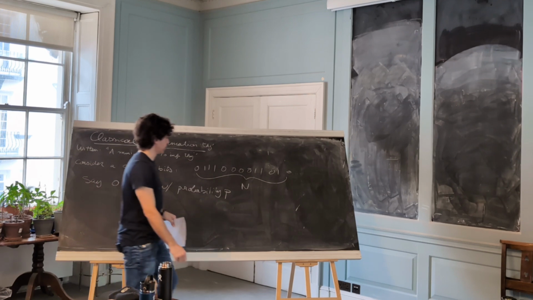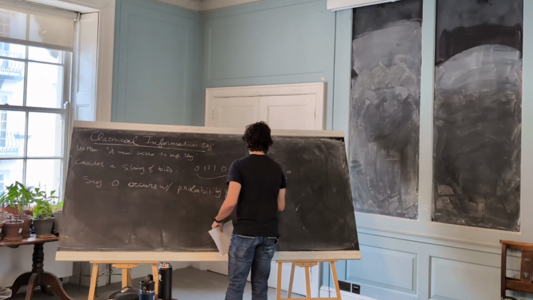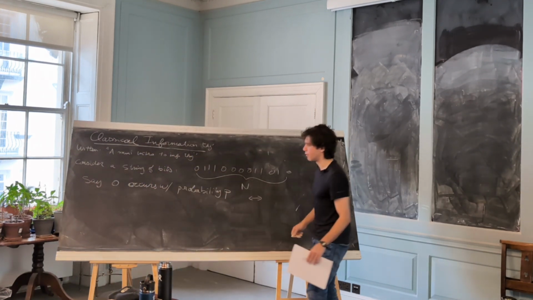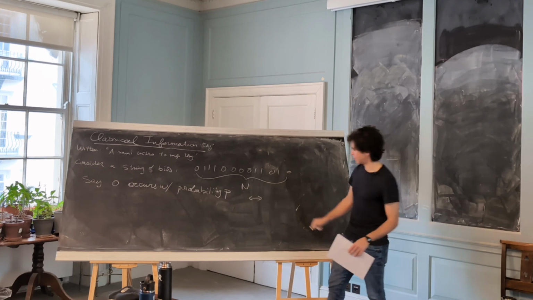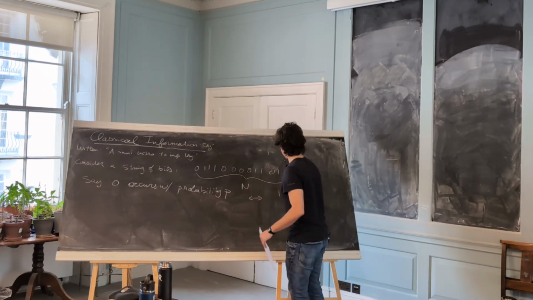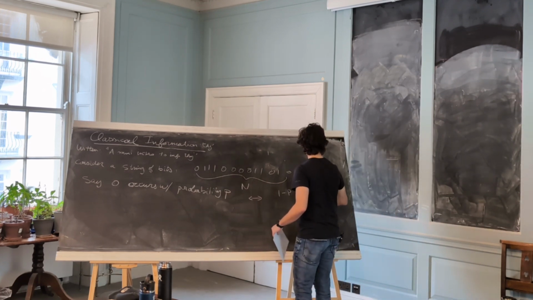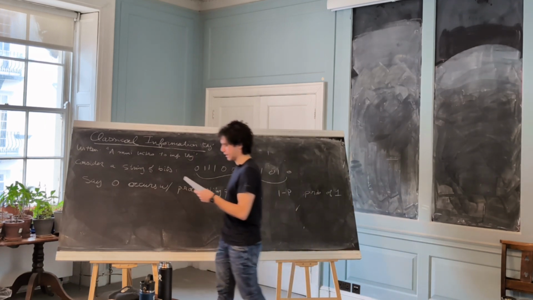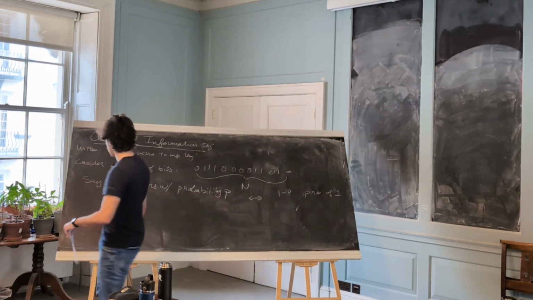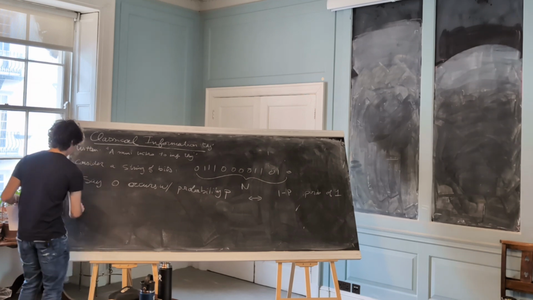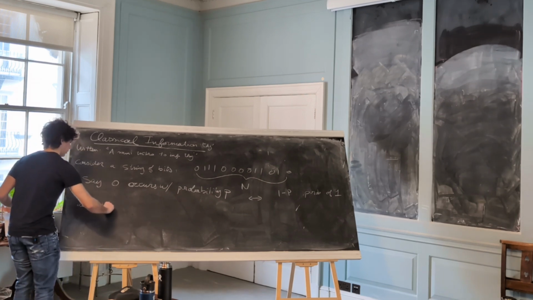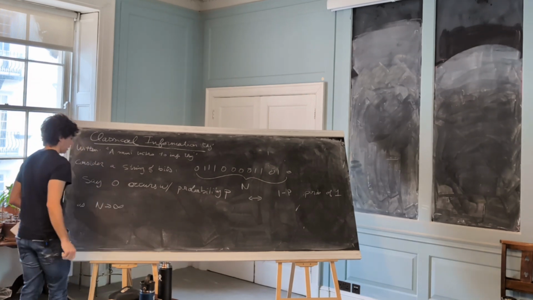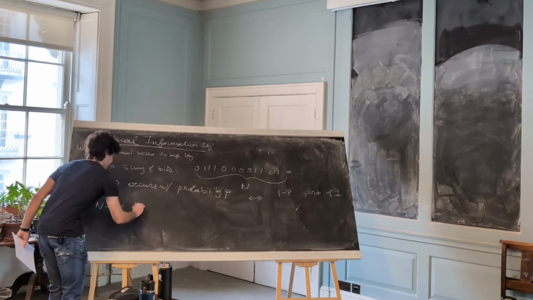So just to see who's paying attention, what's the probability of a 1 occurring? 1 minus p is the probability of a 1. Very good. Okay, so as n goes to infinity, how many distinct messages can I have?